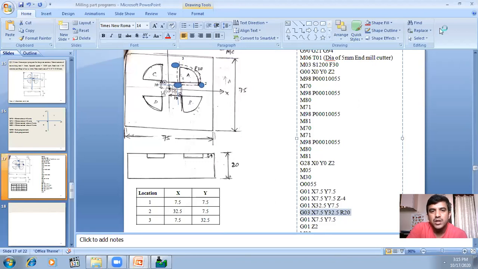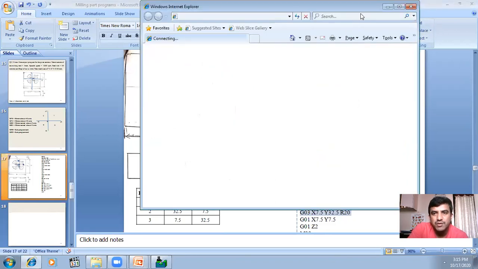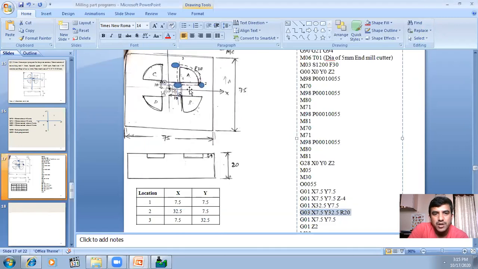Now move the tool from 2 to 3. What type of motion is it? A circular interpolation in counterclockwise direction, that is G03. What is the coordinate for the third location? X is 7.5, Y is 32.5. Now what will be the radius?